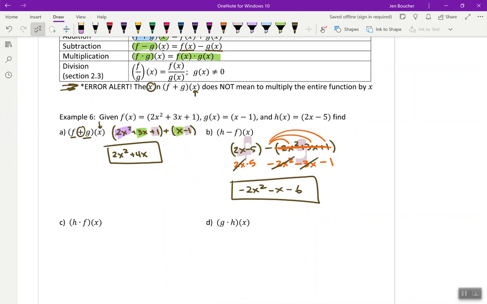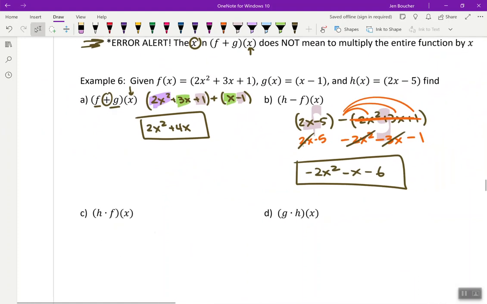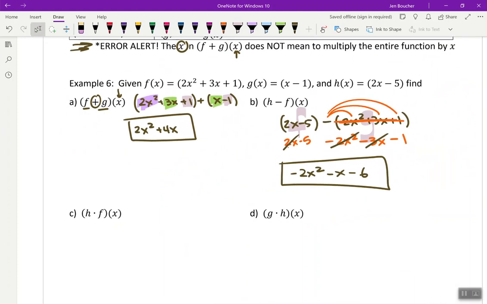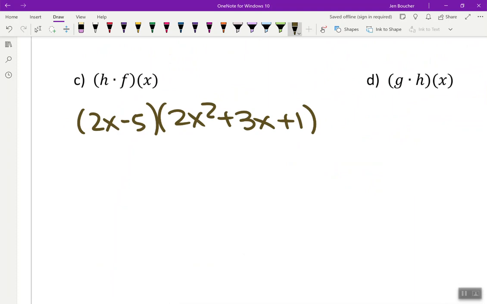Fantastic. Okay, h times f of x. So the h function is 2x minus 5. The f function is 2x squared plus 3x plus 1. Take a minute, try it. Pause the video. Give it a shot. See if you can do it on your own.